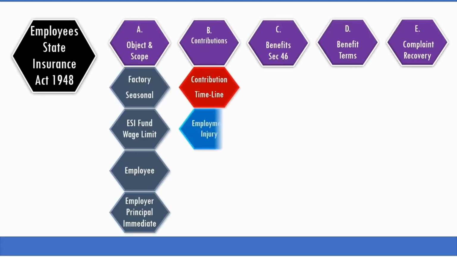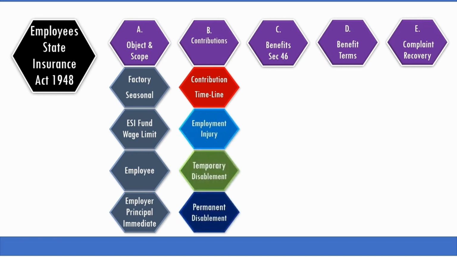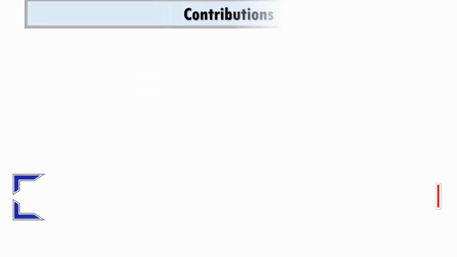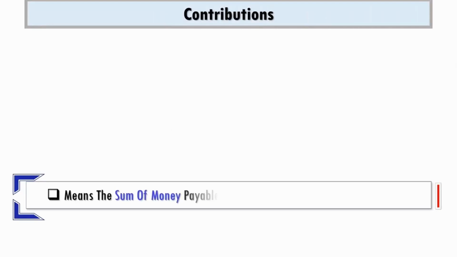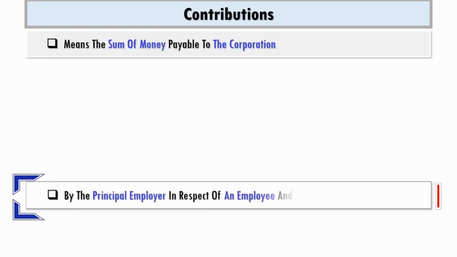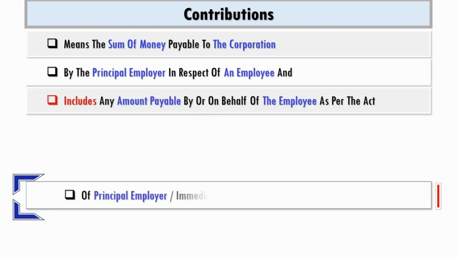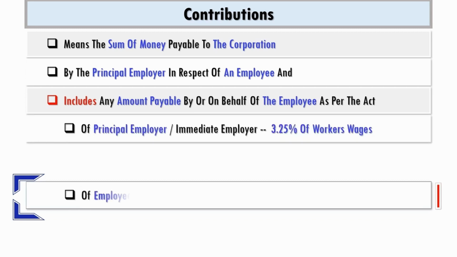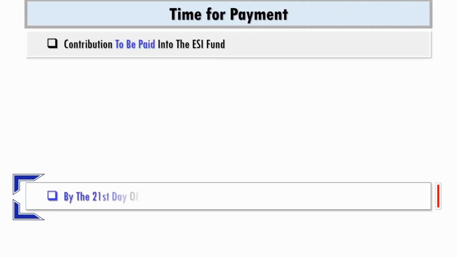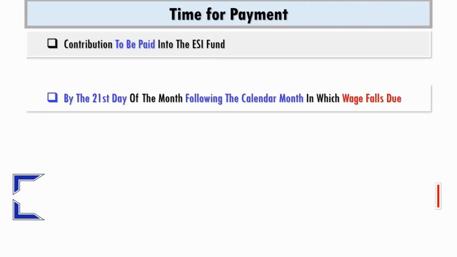An overview of what is contribution, what is injury, and what are different types of disablement. ESI contribution has two components: employer's contribution and employee's contribution. The principal employer is responsible to collect from the employee and remit it together with his contribution, and the contribution from the employer is 3.25% of workers' wages, while the contribution of an employee is 0.75%. For payment of ESI contribution, the principal employer has time up to 21 days after the end of the calendar month in which the wage falls due.